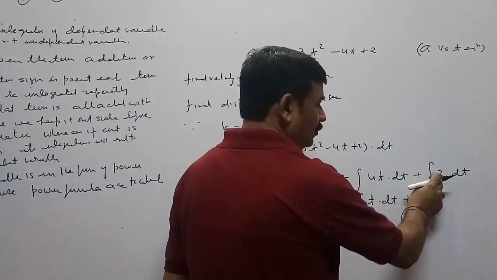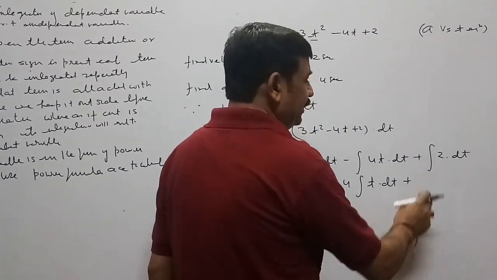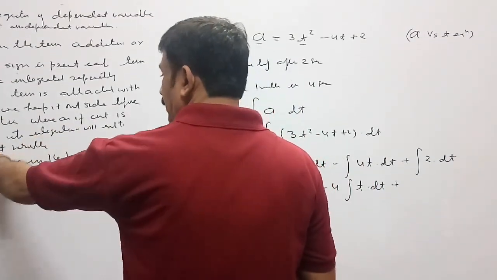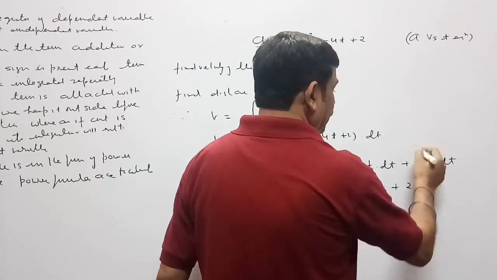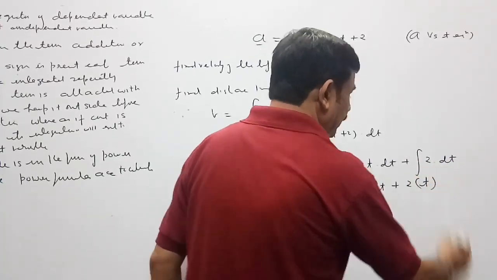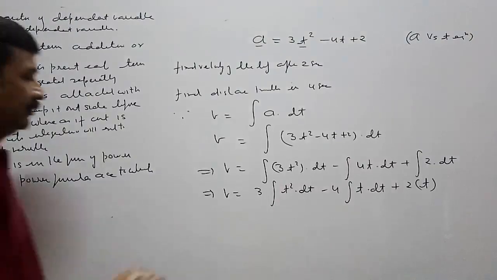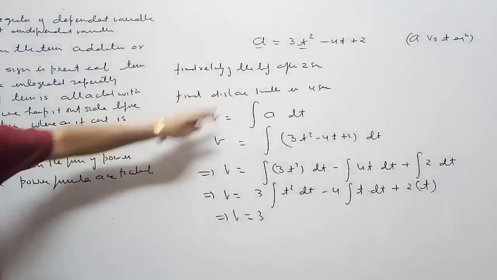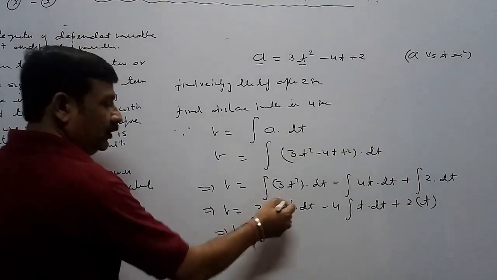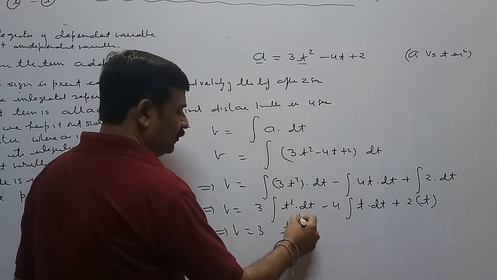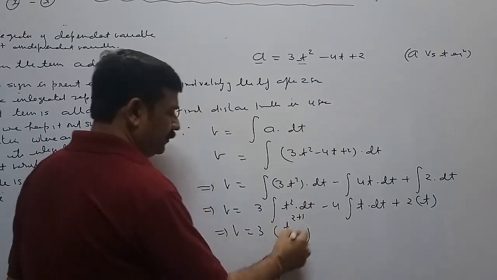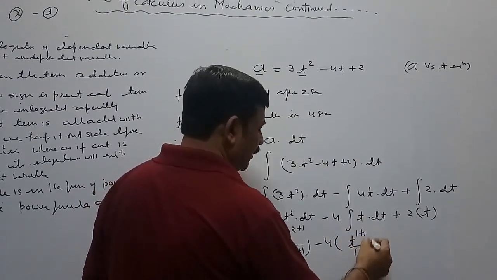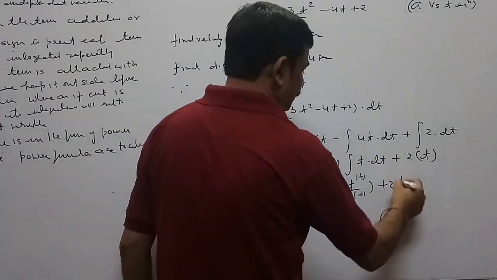When the constant is alone, there is no t present here. We are integrating only 2. 2 is a constant. If a constant is alone, its integration will be equal to the independent variable. Integration of dt will be t. What is t? The independent variable. Then we will go for the power formula. According to it, t to the power 2 plus 1 upon 2 plus 1, minus 4 t to the power 1 plus 1 upon 1 plus 1, plus 2t.